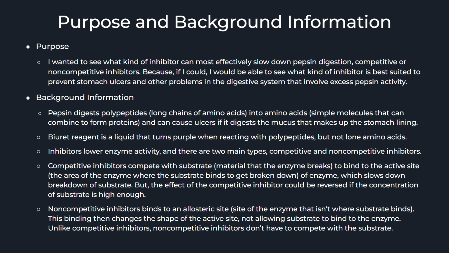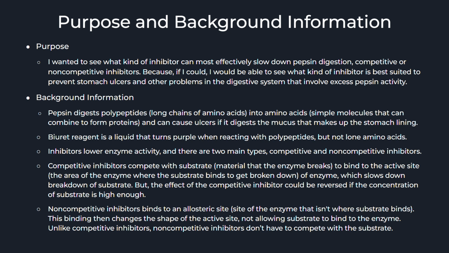Purpose and background information. Purpose. I want to see what kind of inhibitor can most effectively slow down pepsin digestion, competitive or non-competitive inhibitors. Because if I could, I would be able to see what kind of inhibitor is best suited to prevent stomach ulcers and other problems in the digestive system that involve excess pepsin activity.